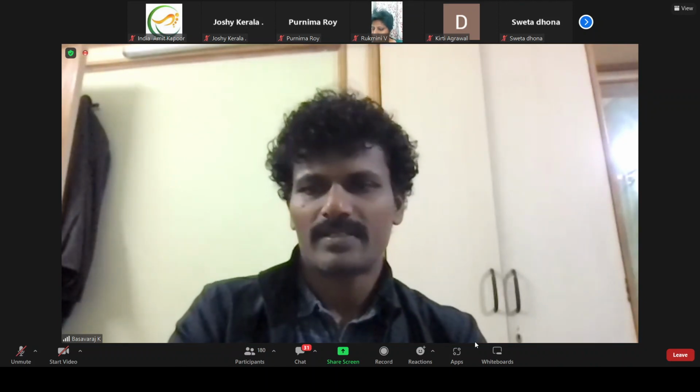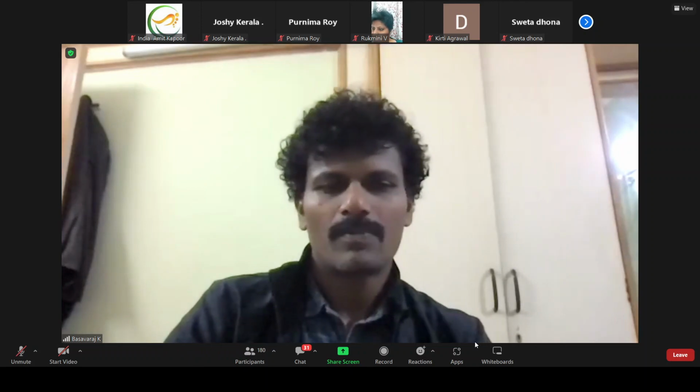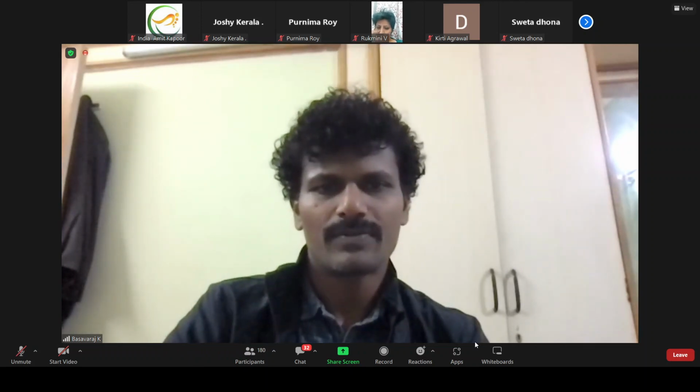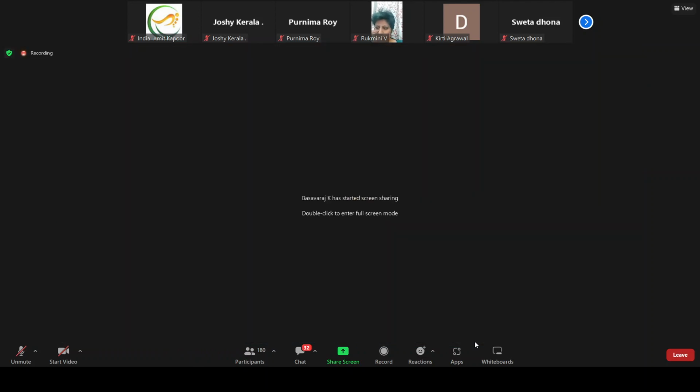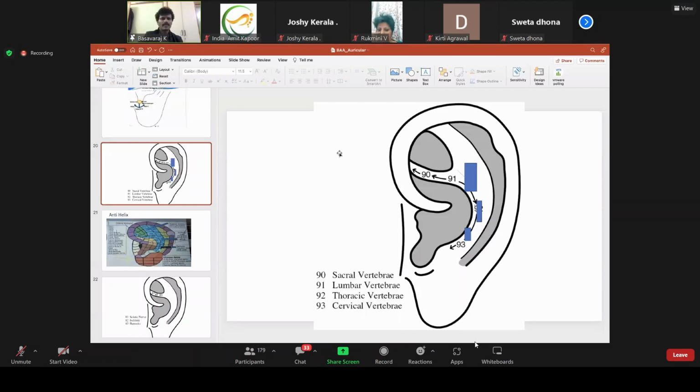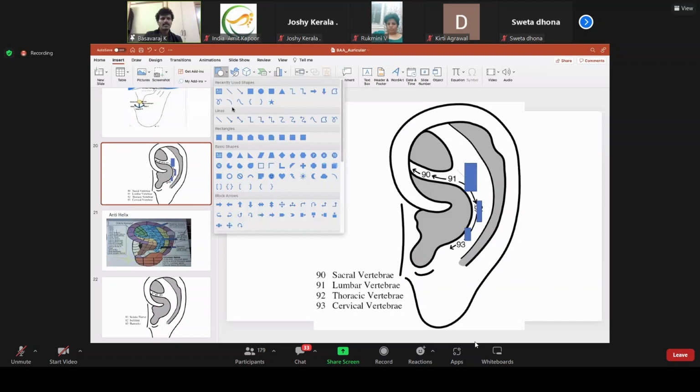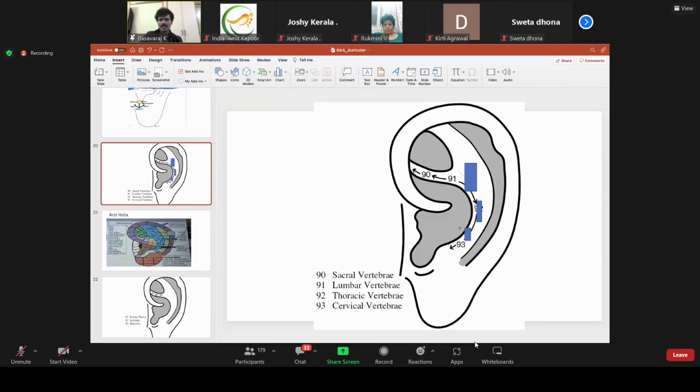Shoulder point. Okay. The shoulder point, I will show you. Wait. So this is the area of shoulder. If anybody is having pain in the shoulder, you just apply one seed on the circle which I am showing.